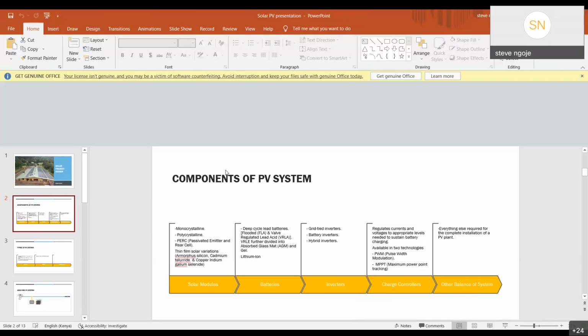the only problem with lithium is that it's very expensive. But in terms of lifespan, we have lithium batteries that do 10, 15 years. But for the lead acid batteries, most of them, 3, 5 years, then you need to change them. So there's that. We'll look into that later on when you get to the design bit.